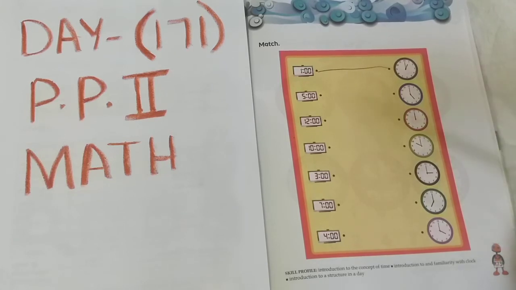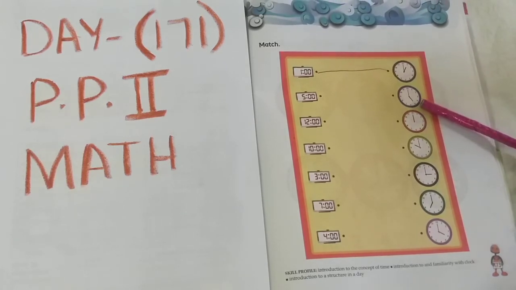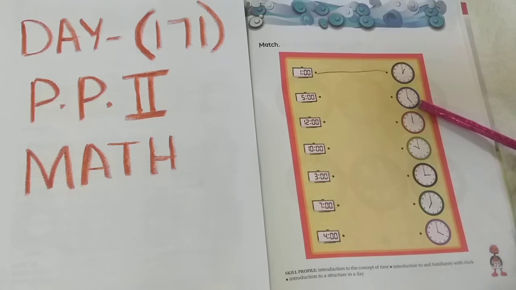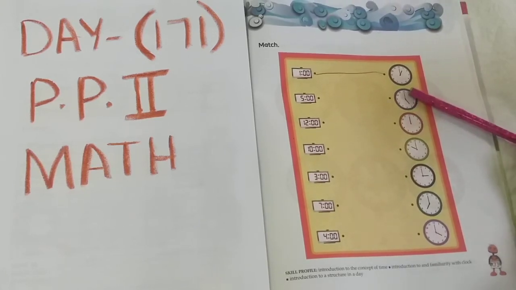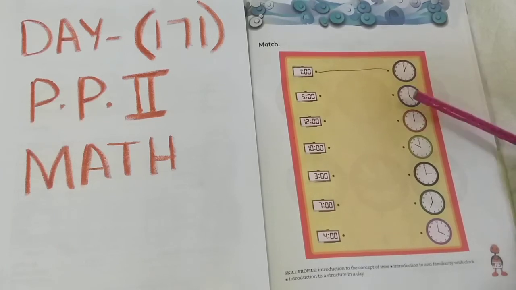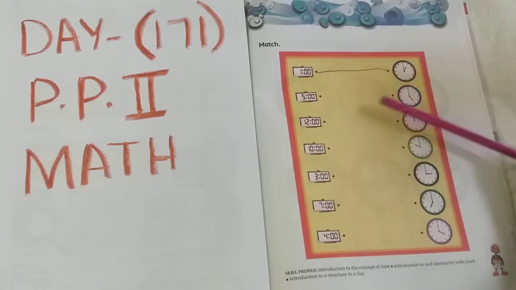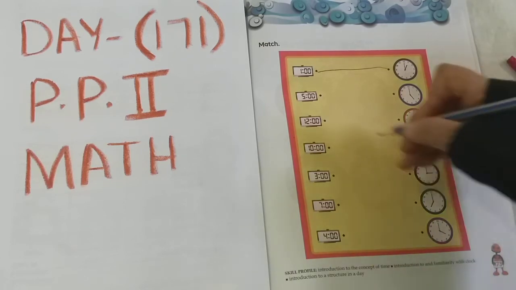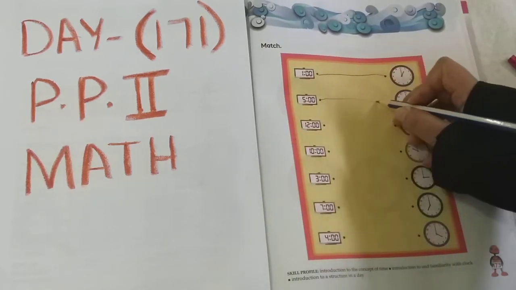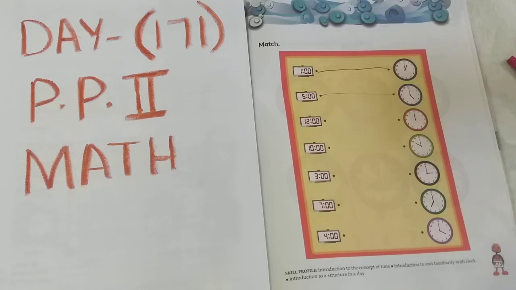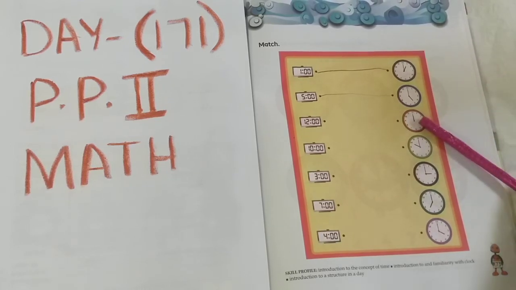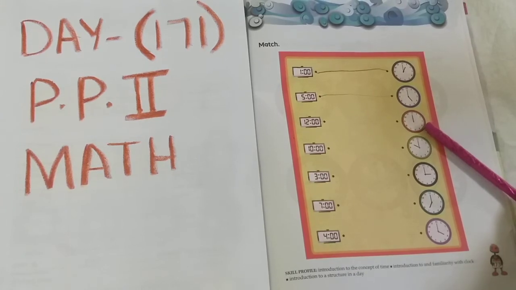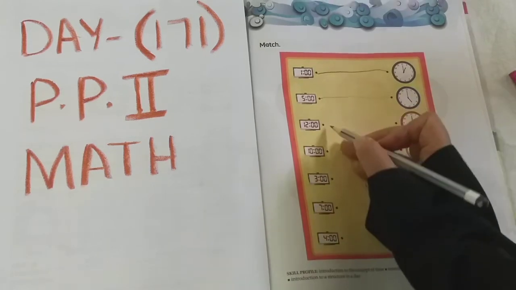Next. The short hand is on 5 and long hand is on 12. So where is 5 o'clock, children? Here. So what we have to do now? We have to match. It's 5 o'clock. Okay. Next, both the hands are on 12. What do we call this time? 12 o'clock. So match this 12.